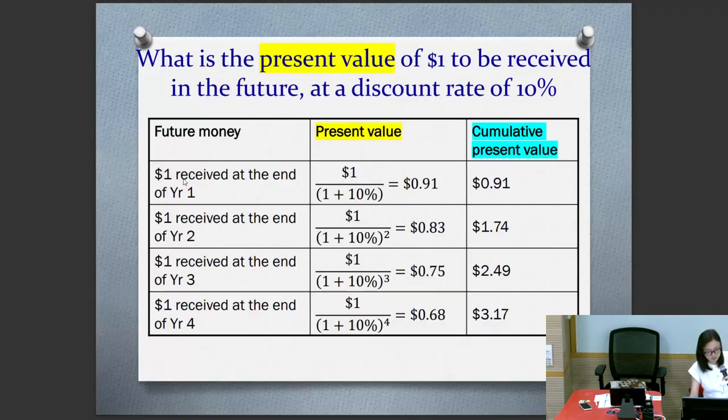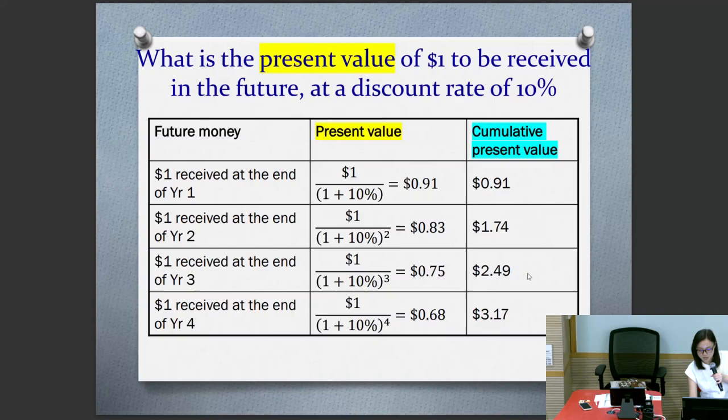And similarly, getting $1 2 years later is the same as getting $0.83 now. This $0.83 is the present value. So the longer time, the later that you get the money, the lower would be the present value. Because you have to wait a long time to get that amount of money. You cannot invest it in the market. So the present value will be less and less. Right? Makes sense? Good.